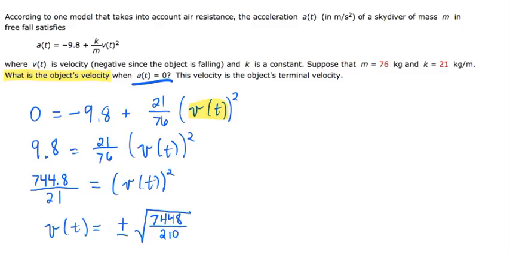Now, the skydiver is going down. He's falling, right? So it's a skydiver, so he is falling. When you are going down, your velocity is negative. So therefore, we're going to choose the negative one for our answer.